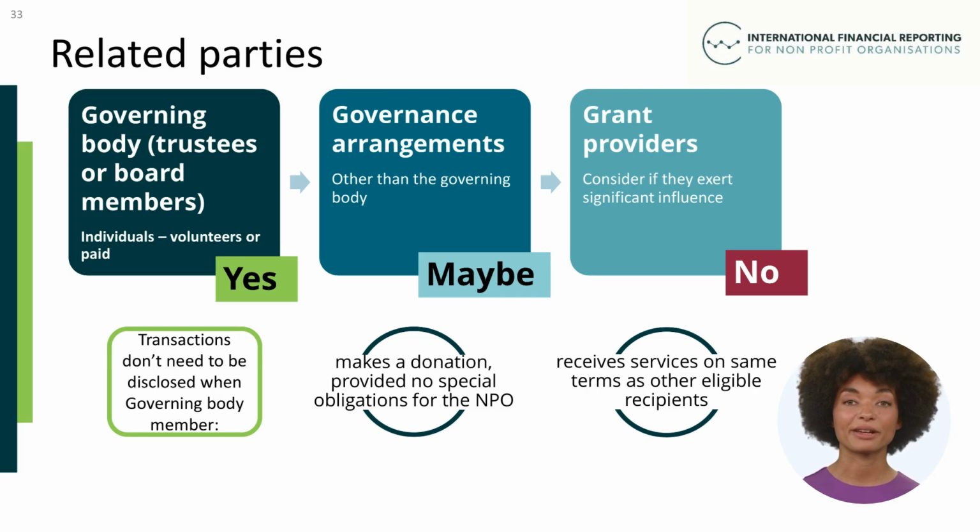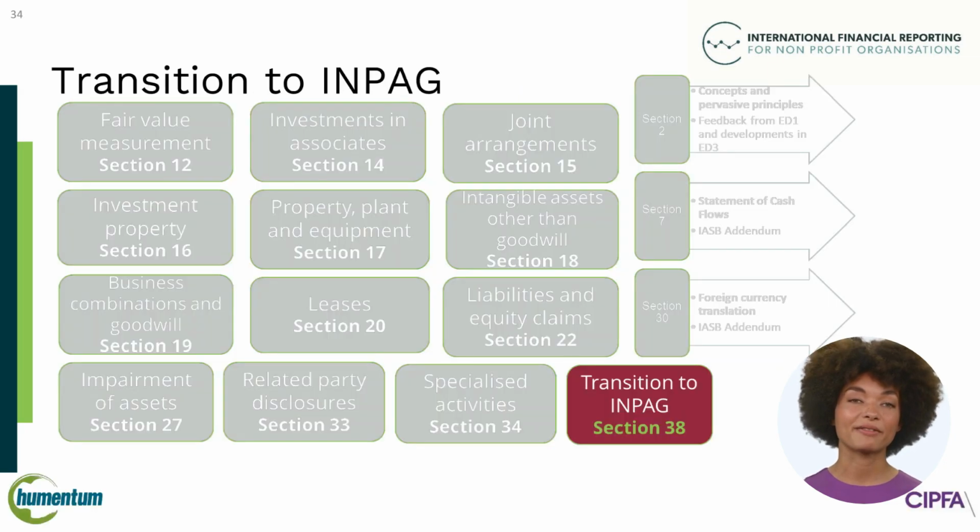As noted in the video on expenses, new disclosures have been added about personnel compensation and out-of-pocket expenses for these governing body members. Grant providers are generally not related parties. However, if the funds that they provide are significant to an NPO, and they are able to exert influence over the NPO's total operations, they may be a related party. The final section of this video looks at the guidance for those NPOs adopting INPAG for the first time.